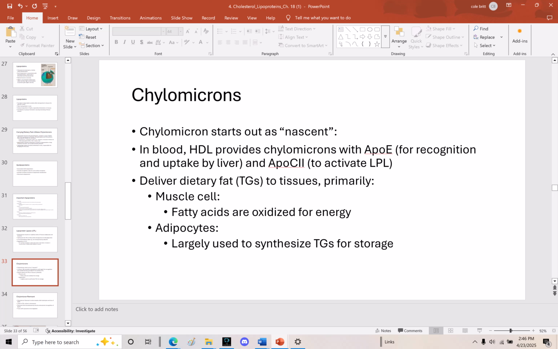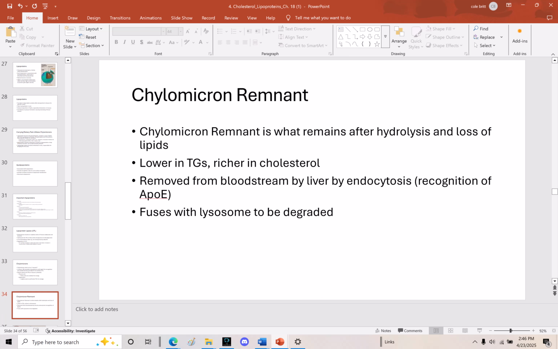Once most of those triglycerides are gone, what's left is a chylomicron remnant, because it's lost a lot of its lipids. It might still have cholesterol if you've had cholesterol in your diet. If you're a vegetarian and don't eat any animal products, then you won't have this. The liver is going to remove the chylomicron remnant, and it needs ApoE in order to recognize it and remove it from the blood. It's recognized and endocytosed, so endocytosis is how the remnant gets into the cell.